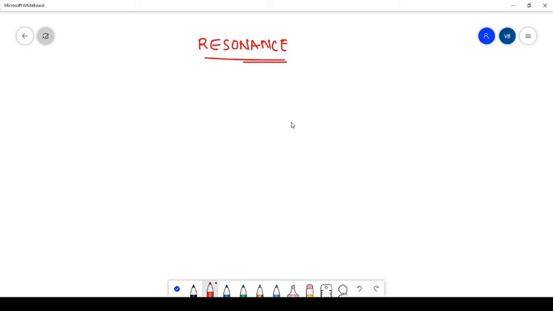Yeah, resonance. So what is meant by resonance and where can it be applicable? Resonance is a very important topic that can be used in communications, either in electronics or communications. So we already know how FM signals will work out.